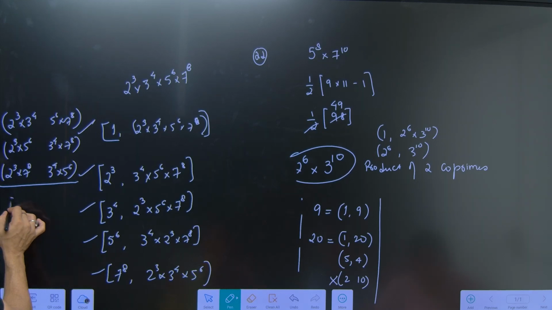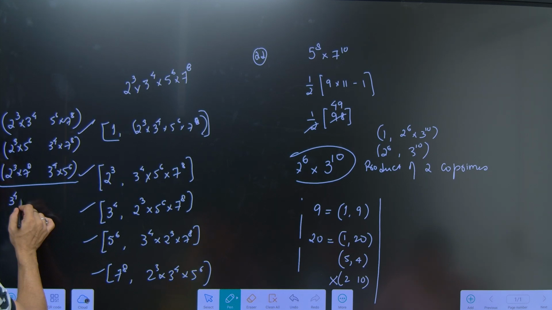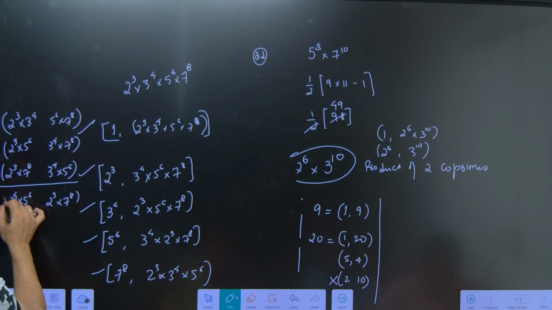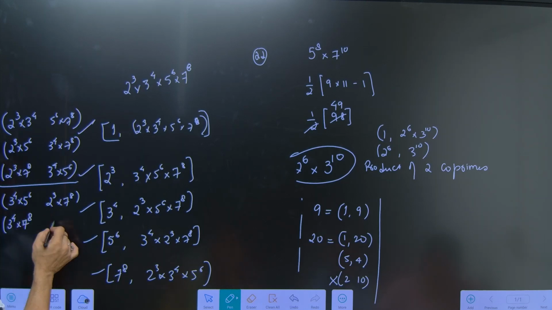3 raised power 4, with whom can it be made, right? One is 3 raised to the power 4 which I already took. Now 3 raised to the power 4 and don't take 2 cube, it's already taken. 5 raised power 6 and this is 2 cube into 7 raised to the power 8, right? Then 3 raised power 4 into 7 raised to the power 8 and 2 cube into 5 raised power 6. Yes. Then more.